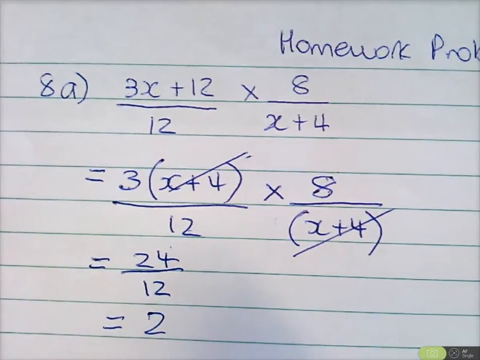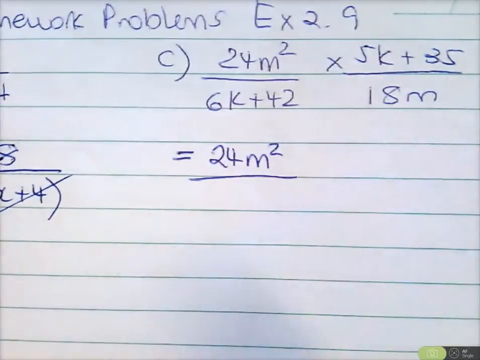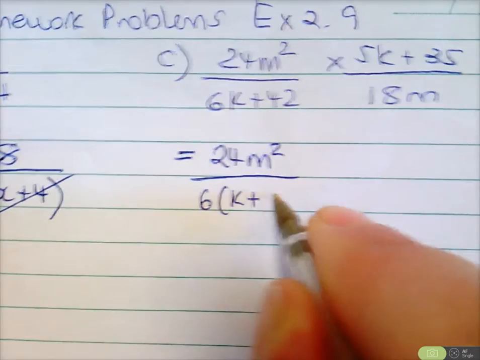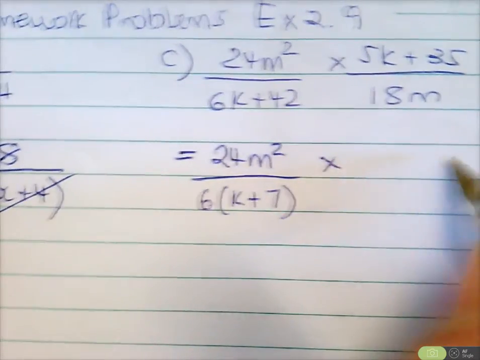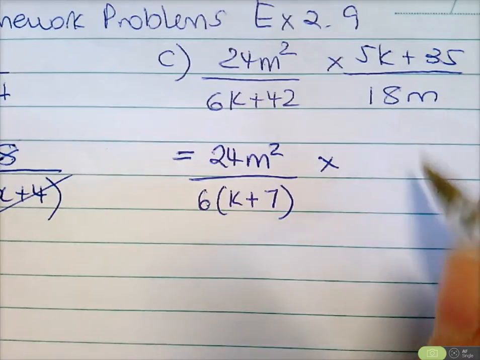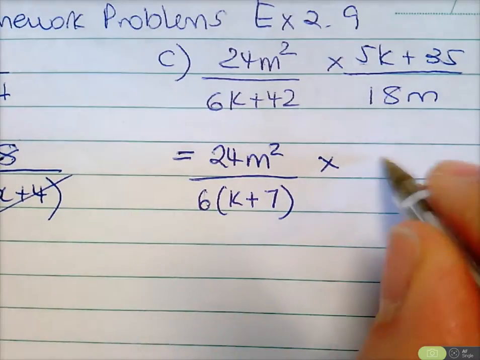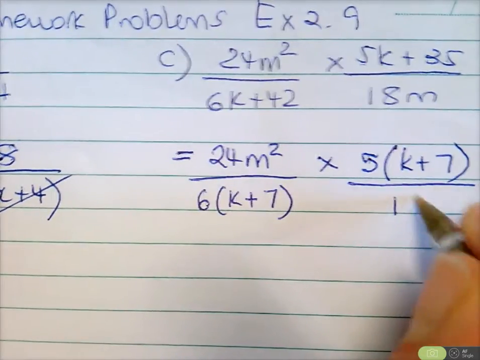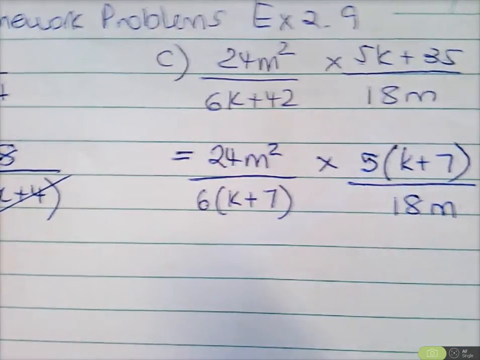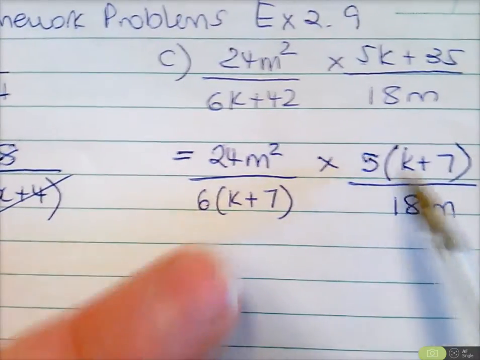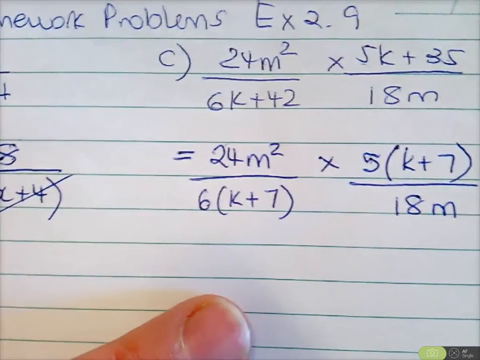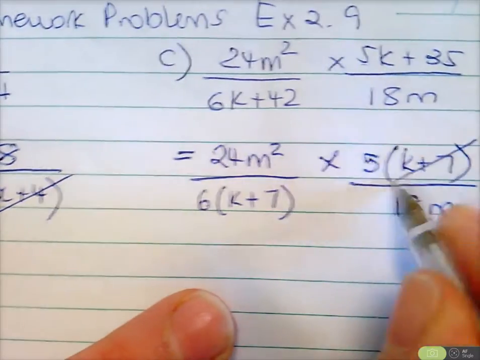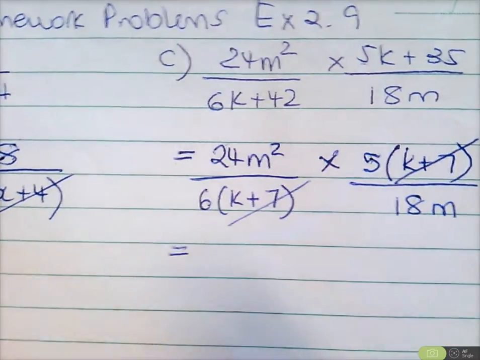Okay, now this 6k plus 42, what's the highest common factor? 6 bracket k plus 7. So you're really hoping for the k plus 7 in brackets here as well, which you will get. What's the highest common factor with the 5k and the 35? 5 bracket k plus 7 over 18m. So what's going to cancel, girls? Everything's multiplied because we've got 5 bracket k plus 7. So the k plus 7s can cancel. There's a times symbol here, so that means cancelling can happen. So the k plus 7s cancel.